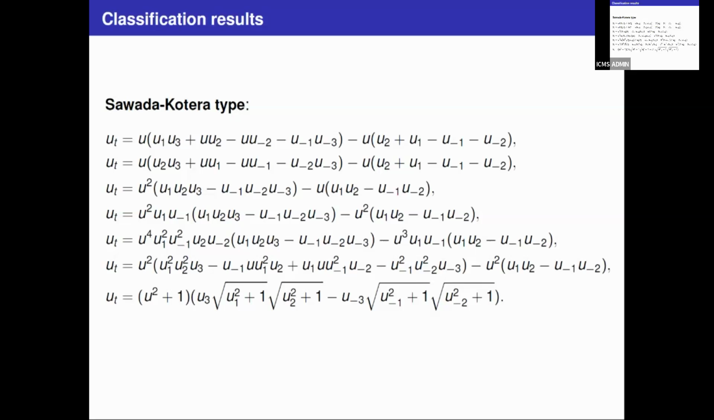And finally, probably the last one which I showed, the last equation, is definitely new. This is of Sawada-Kotera type, and as you see, it doesn't survive in the non-abelian case, but to the best of our knowledge, it's new. Right. I think my time is up.